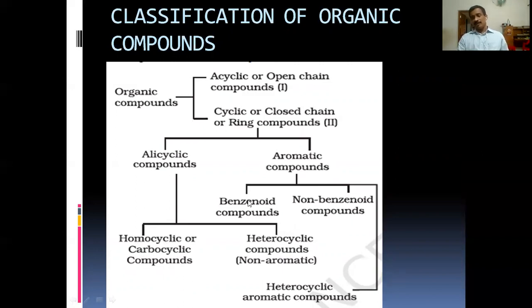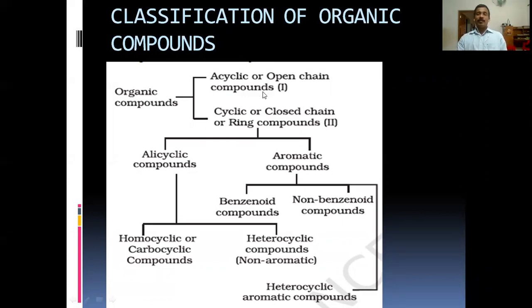Benzenoid, benzene, you know, C6H6. If there is such a ring in a compound, that is a benzenoid aromatic compound. If there is no such ring but it is aromatic in nature, that is known as a non-benzenoid aromatic compound. And in heterocyclic aromatic compounds, there will be another atom like nitrogen, oxygen, or sulfur in the ring instead of carbon. That is a heterocyclic compound.